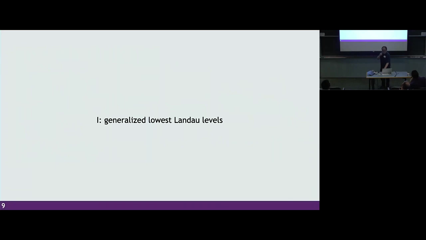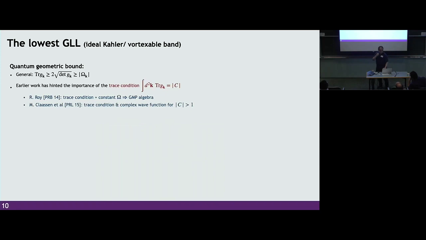So let me first review the lowest generalized Landau level. Because the notion is very closely related to the quantum geometries, let me first review the general properties of quantum geometries. As I mentioned, there are two important geometric quantities: one is Berry curvature, another is quantum metric. Generally speaking, there is a geometric bound: the trace of the quantum metric is always lower bounded by the determinant and then lower bounded by the Berry curvature.